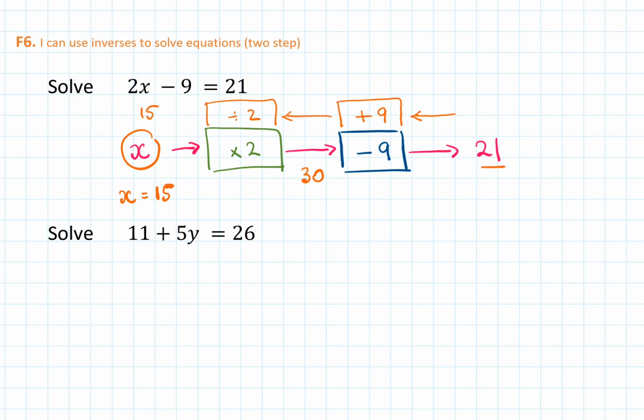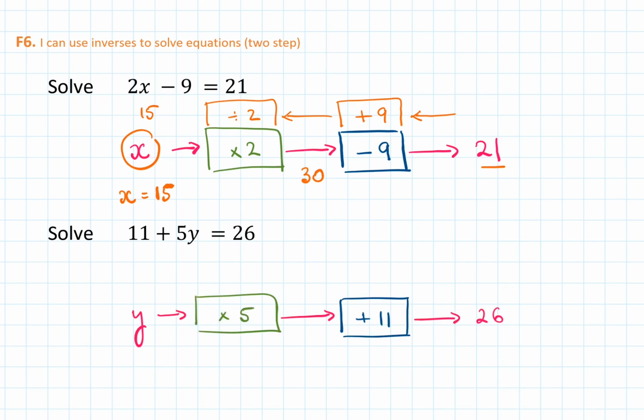For the second one, we can do it how we did it before. Remember your order of operations. This will be our function machine, and again we are trying to find the value of variable y. We can start going backwards using our inverse operations.